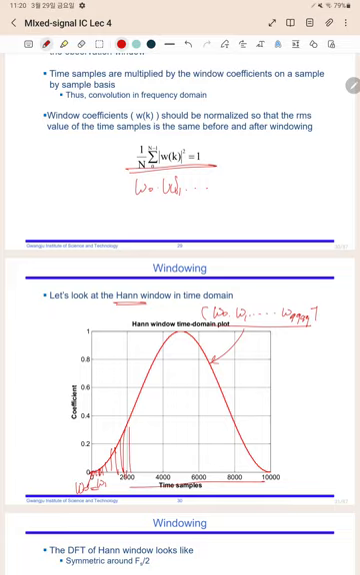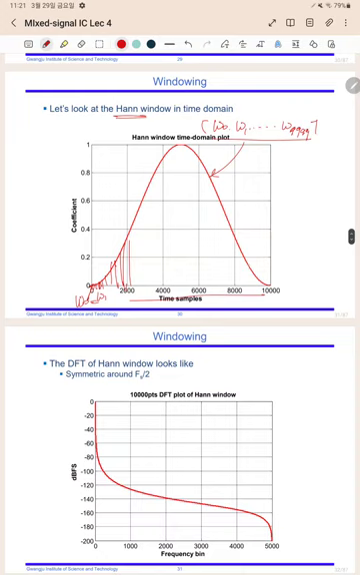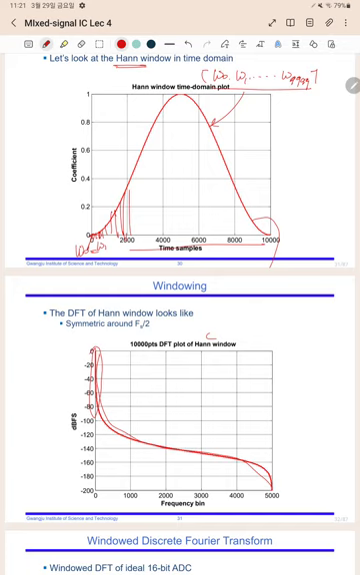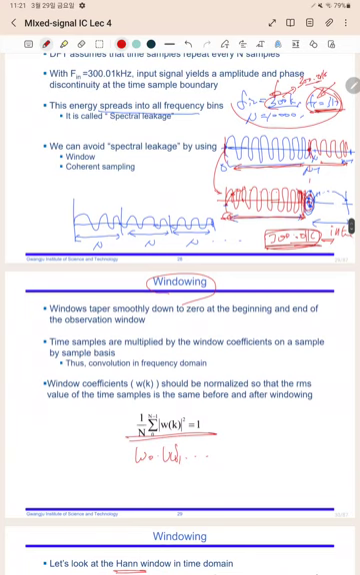But anyway, it looks like this, and once you take the DFT of this window, it looks like this. It has a gain of one at DC, and then, just like a low pass filter, the output looks like this. What we are going to do is use the fact that the discontinuity happens at the edge of the DFT window.